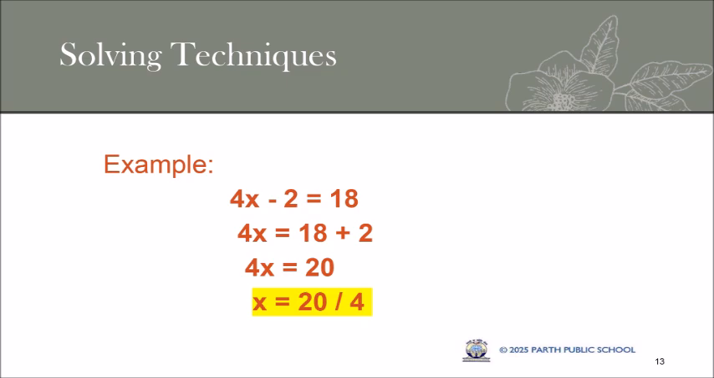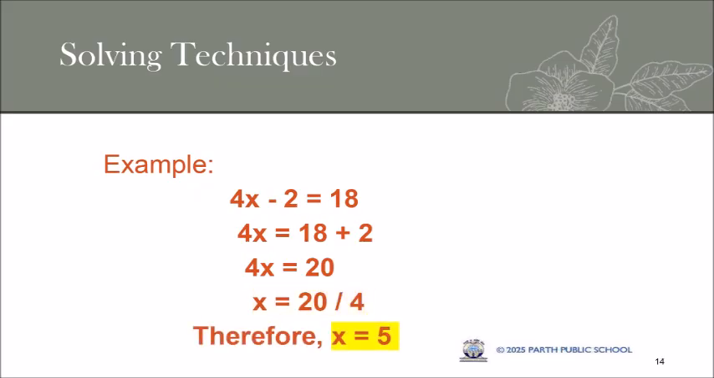Okay, we have discussed that the coefficient we have to place on the other side. The coefficient of x is 4 here. So now I am going to move 4 to the other side. And 4 was in multiplication with x. So when I shift 4 to the right hand side, it will go in division. So 20 divided by 4. And yes, when we divide 20 by 4, the answer will be 5. Therefore, my solution of this linear equation is 5.